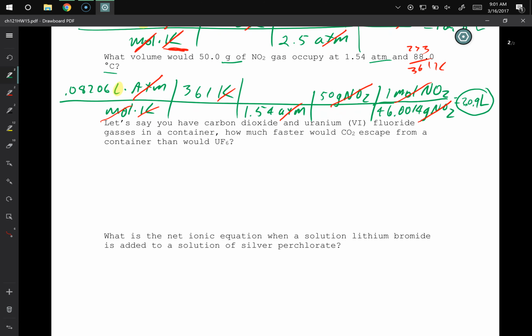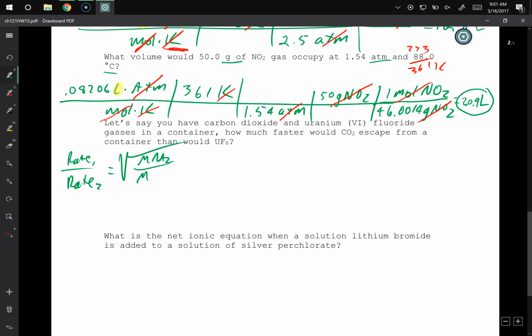Okay, what about this next problem? Which of those gas laws that we talked about? This is Graham's law. So this is the law that's talking about speed of the molecules. And the equation for this one was rate 1 over rate 2 equals the square root of molar mass 2 divided by molar mass 1.